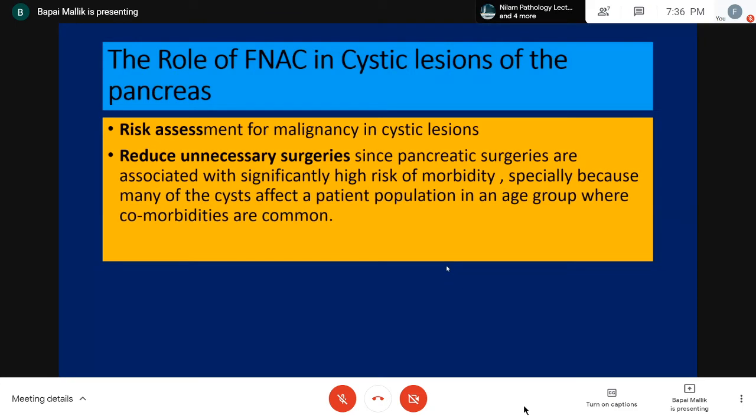So the role of FNAC is as follows. The major role is the risk assessment for malignancy in cystic lesions, and of course to reduce unnecessary surgeries. This is very important, since pancreatic surgeries are associated with a significantly high risk of morbidity, because when you look at the patient profile, you're going to see that many of the cysts affect the patient population in an age group where a number of comorbidities are present, and many of the patients may not be fit for surgery.